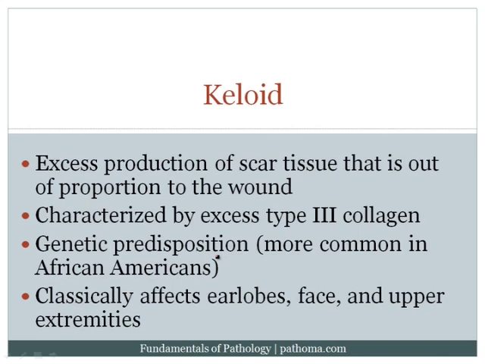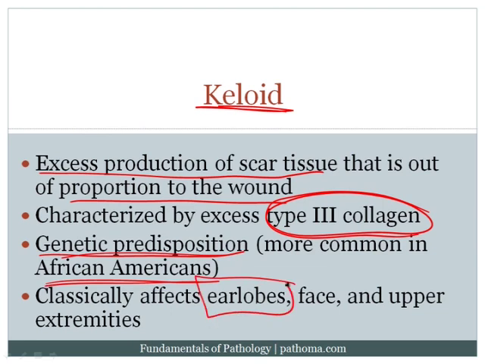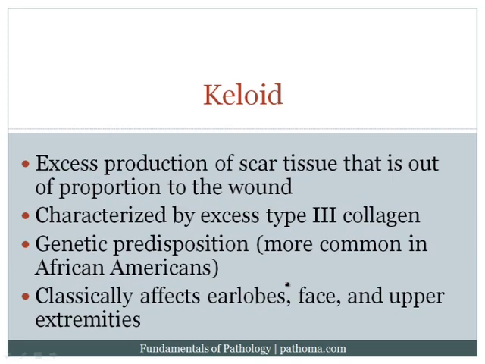Another example of a problem with wound healing is called a keloid. And this is very high yield, likes to show up on exams. A keloid is excess production of scar tissue, but it's way out of proportion to the wound. Another important feature of a keloid is that it is characterized by type 3 collagen. There's an excess of type 3 collagen in the keloid. There's a genetic predisposition. It's more commonly seen in African Americans, and the classic location is the earlobe. These are some important facts or features of a keloid. You need to be familiar with these for the purposes of board examinations.